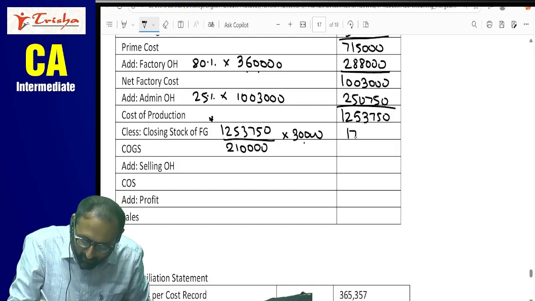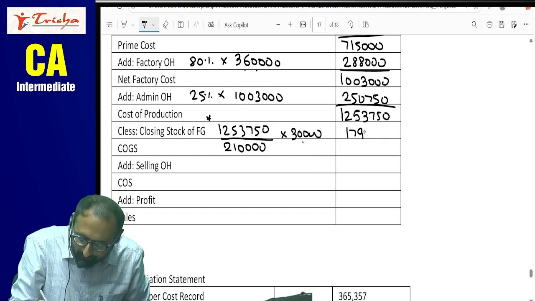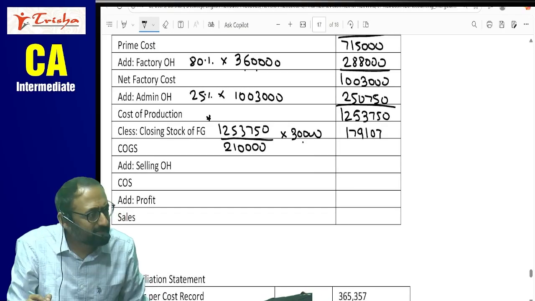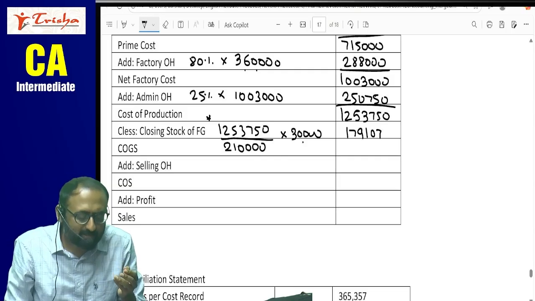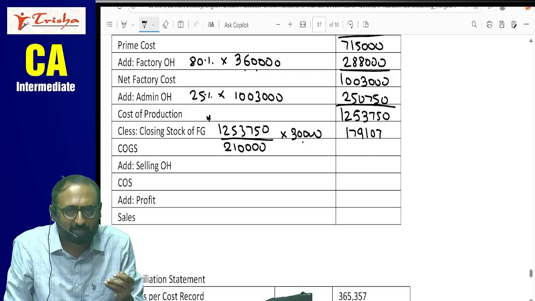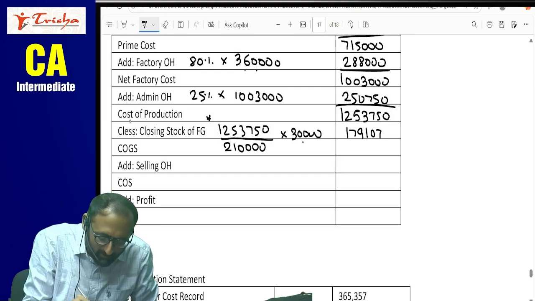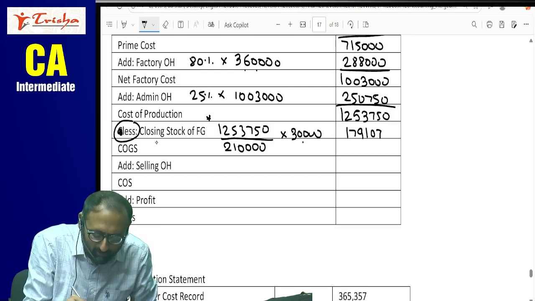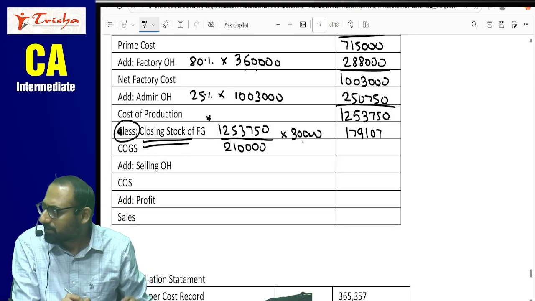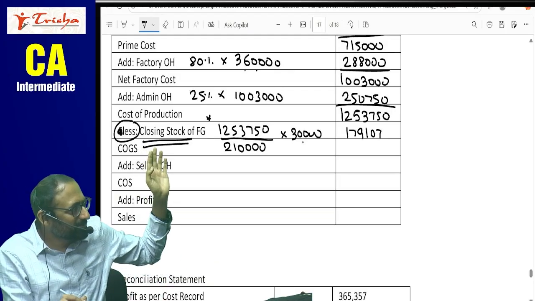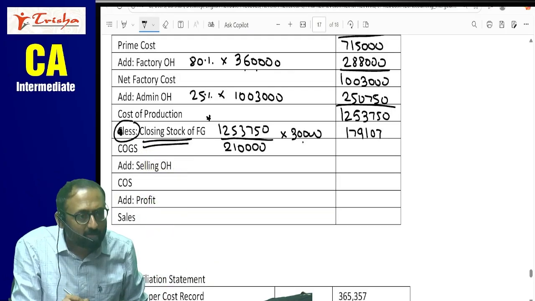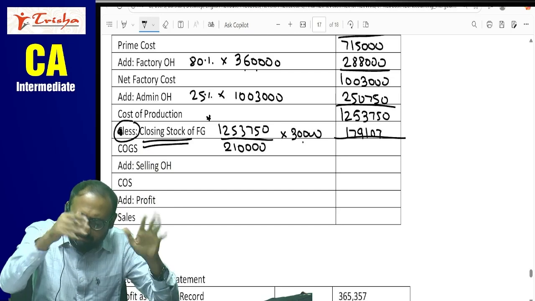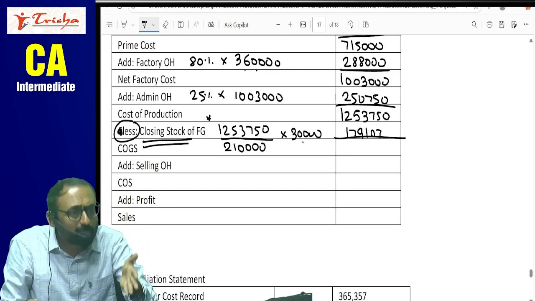179,107. And sir, I'll tell you what mistake some students make in the examination. Some students do a mistake like this. They are writing less closing stock. Correct, sir? So in the particular column, they are writing less closing stock, and while writing, they add this 179,107.